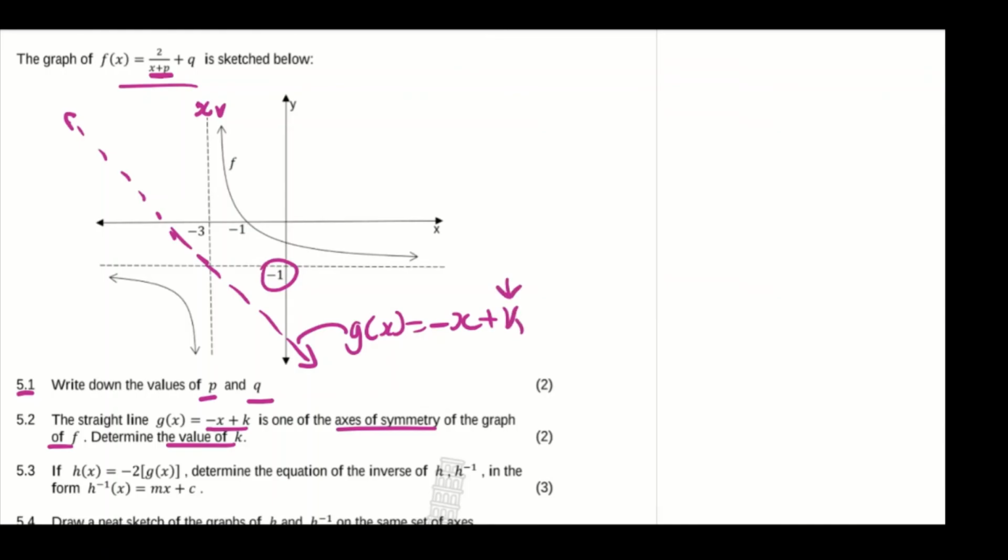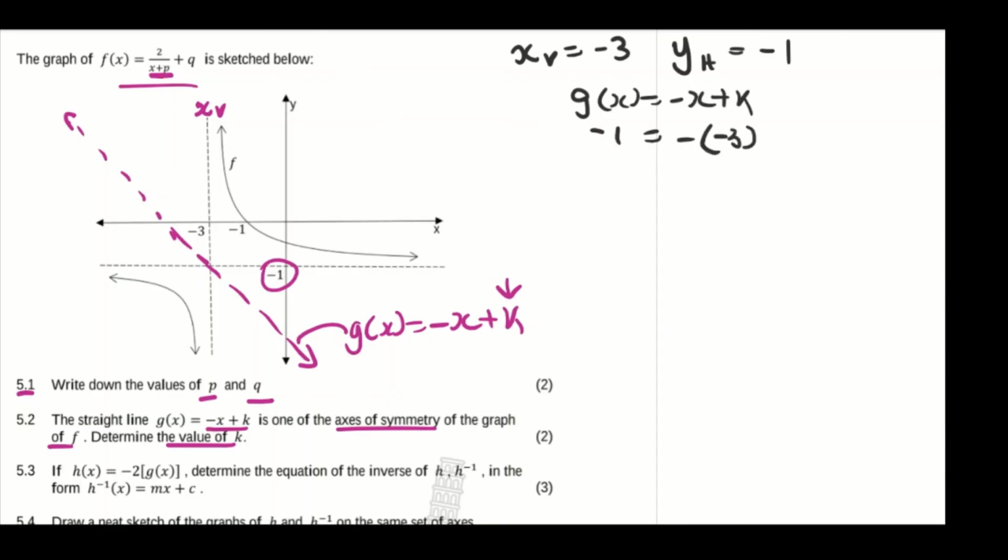So the only way we're going to do this is by using our asymptotes, right? So our vertical asymptote is equal to minus 3. Our horizontal asymptote is equal to minus 1, right? And g of x is equal to minus x plus k. So where there's y you put minus 1, where there's x you put minus 3, right? So it's plus k, and then here it's going to be minus 1 equals 3 plus k. Transpose the 3 to the other side, you have k equal to minus 1 minus 3, which is minus 4. So this is your value of k, which is minus 4. So we are done for this question here.